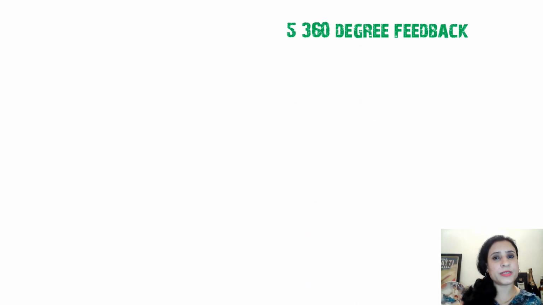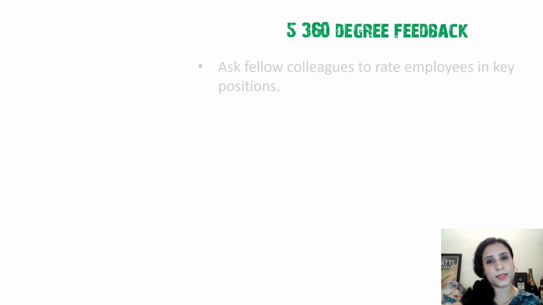Now the last one is 360-degree feedback. This is again a very good tool. Why? Because sometimes the manager is biased towards specific employees, maybe because he is aware of the capabilities of the employee and he assumes that the employee will not be able to do any better than this. Or maybe the employee is going through some personal setbacks and the manager is trying to be supportive, but eventually the organization is suffering. And how long will you be able to support such an employee is also a question that you need to answer.